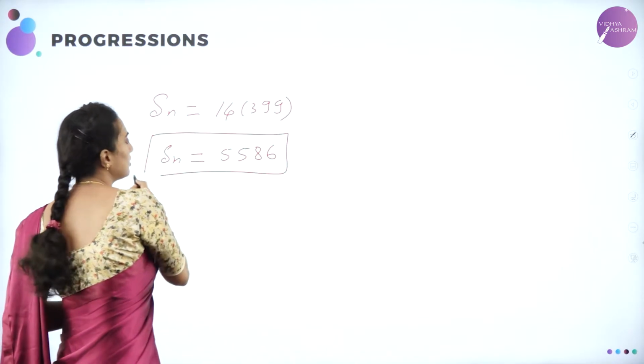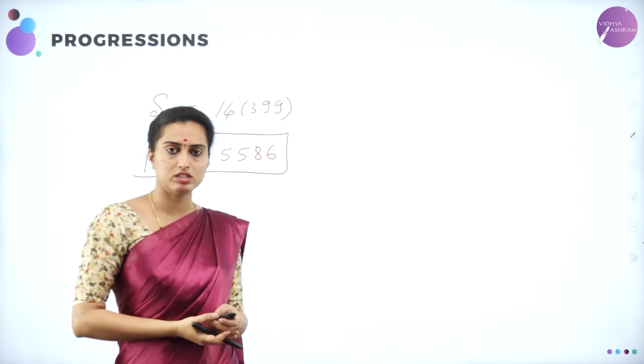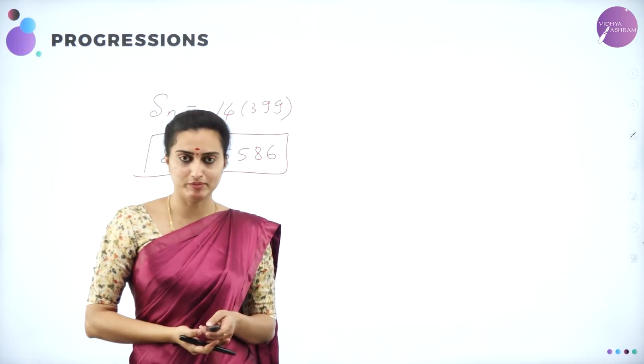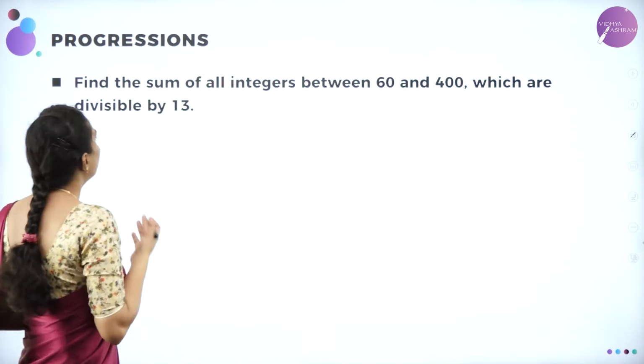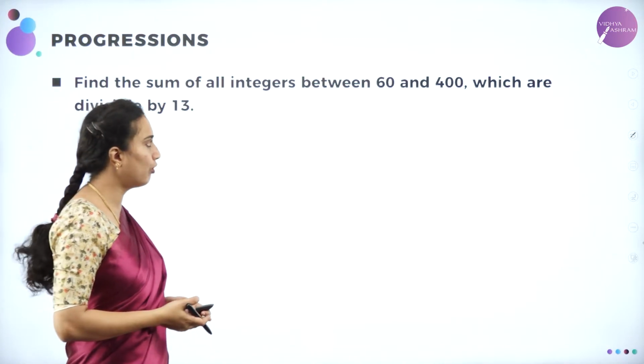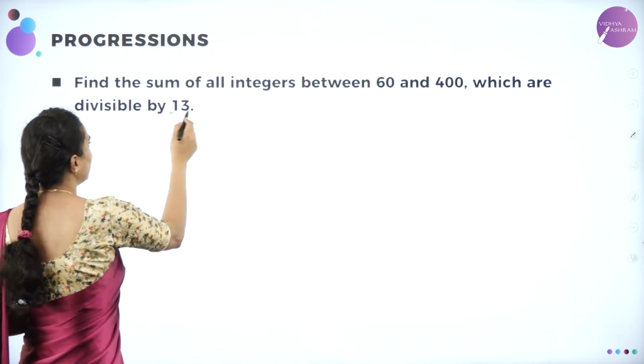Understood? So this is how you are going to find out the sum to n terms. I hope you understood this problem. We'll move on to the next one. Find the sum of all integers between 60 and 400 which are divisible by 13.